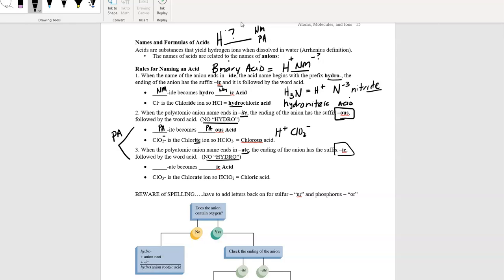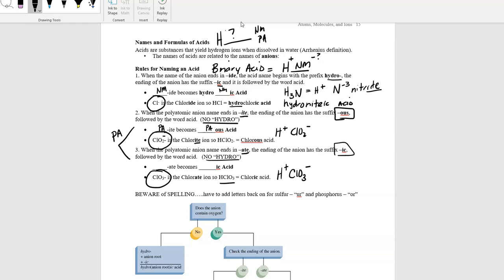So if I had ClO3 -1, and I bond that to hydrogen, electrically neutral, I get the formula HClO3. I take that ATE off and add IC, so I have chloric acid. Notice the 3 with chlorine. I have Cl-, hydrochloric. Polyatomic with 2 oxygens, chlorous acid. Polyatomic with 3 oxygens, chloric.